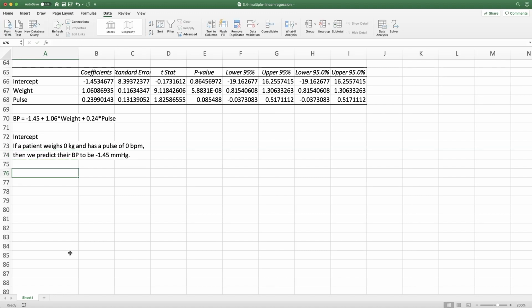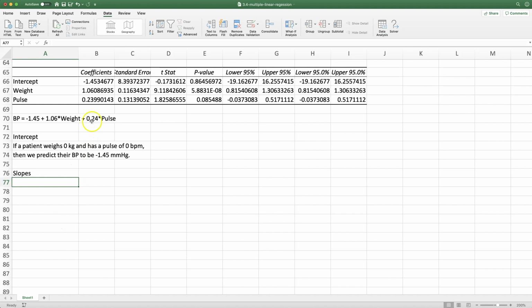As usual, the interpretation of this intercept isn't very meaningful, since I would hope a patient weighs more than 0 kilos and has a pulse more than 0 beats per minute. This is a strictly mathematical interpretation of this coefficient. The two slopes have similar interpretations. I'll write the slope for weight.